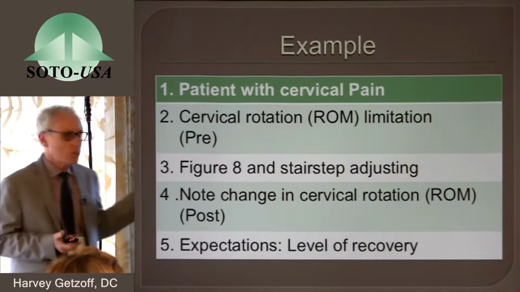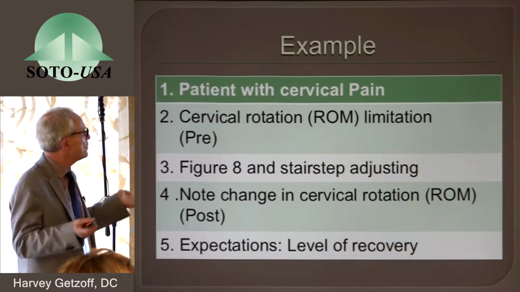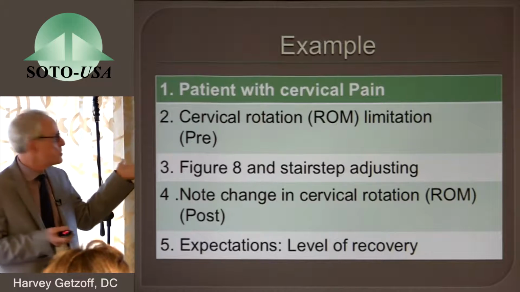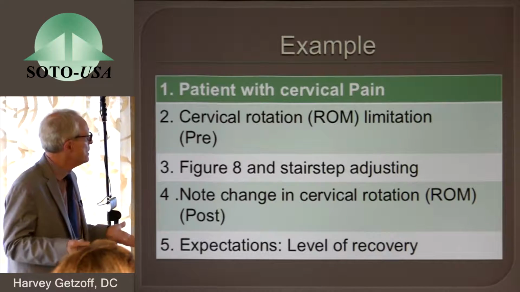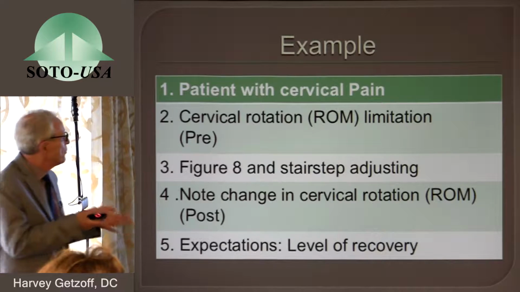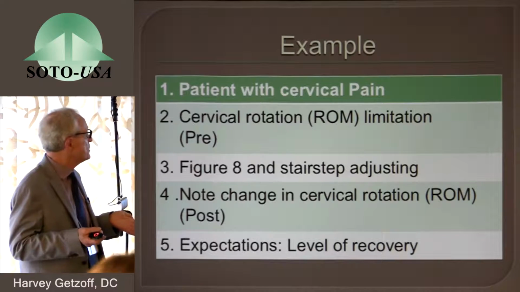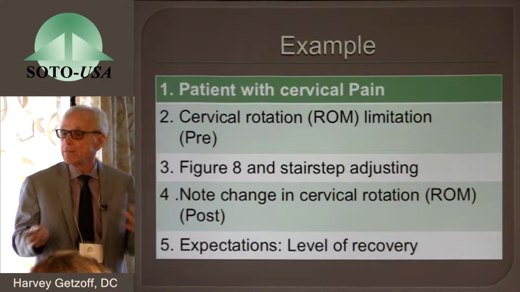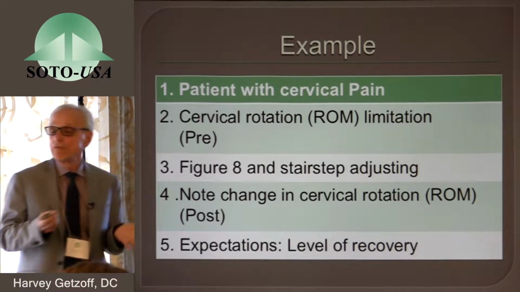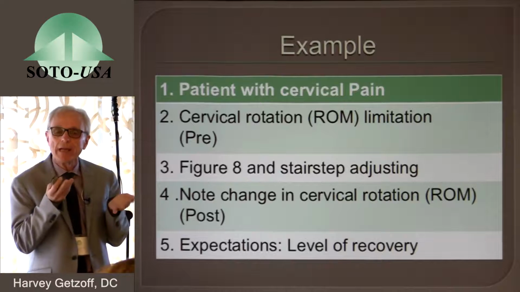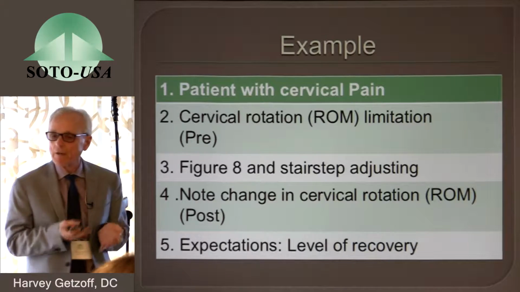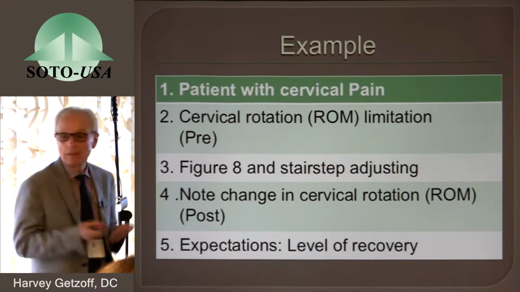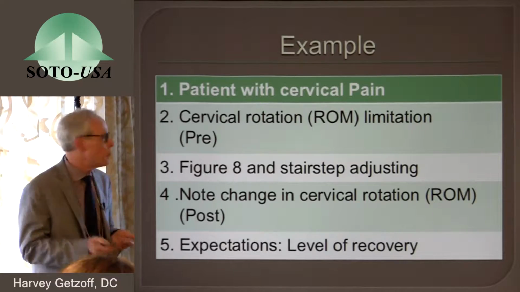An example. A patient walks in with cervical pain. I do a cervical rotation. I find the limitations. I apply adjustment, this is in the examination. I apply figure 8 and stair step adjusting. I remeasure it. I note the change in the cervical rotation. So I have a post finding, and I get an expectation or the level of recovery that I anticipate. The data I collect for that level of recovery helps me manage the patient, set up a treatment plan, and also decide on the clinical decisions that I want to make.